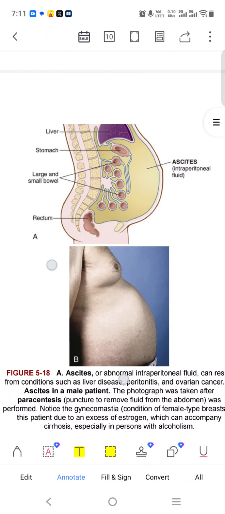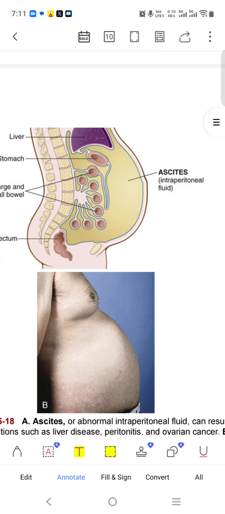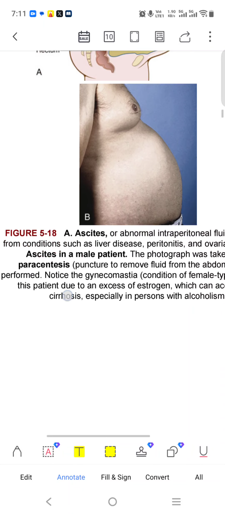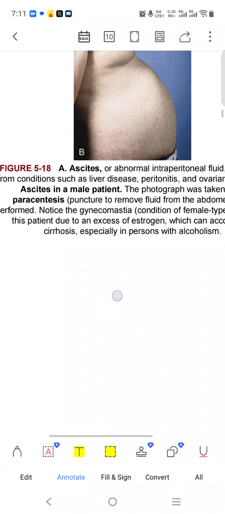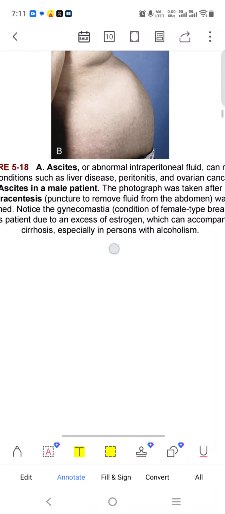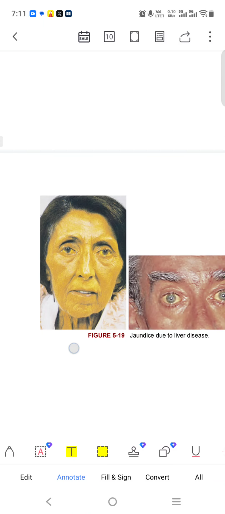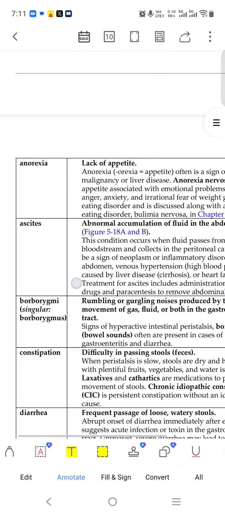Here, given liver: ascites is the accumulation of fluid in the abdomen, intraperitoneal fluid. The liver we have seen, everything we have seen. So the fluid accumulates. So we make a puncture called paracentesis to take out that fluid. We have already seen paracentesis in an earlier chapter also. Now, anorexia is a lack of appetite.